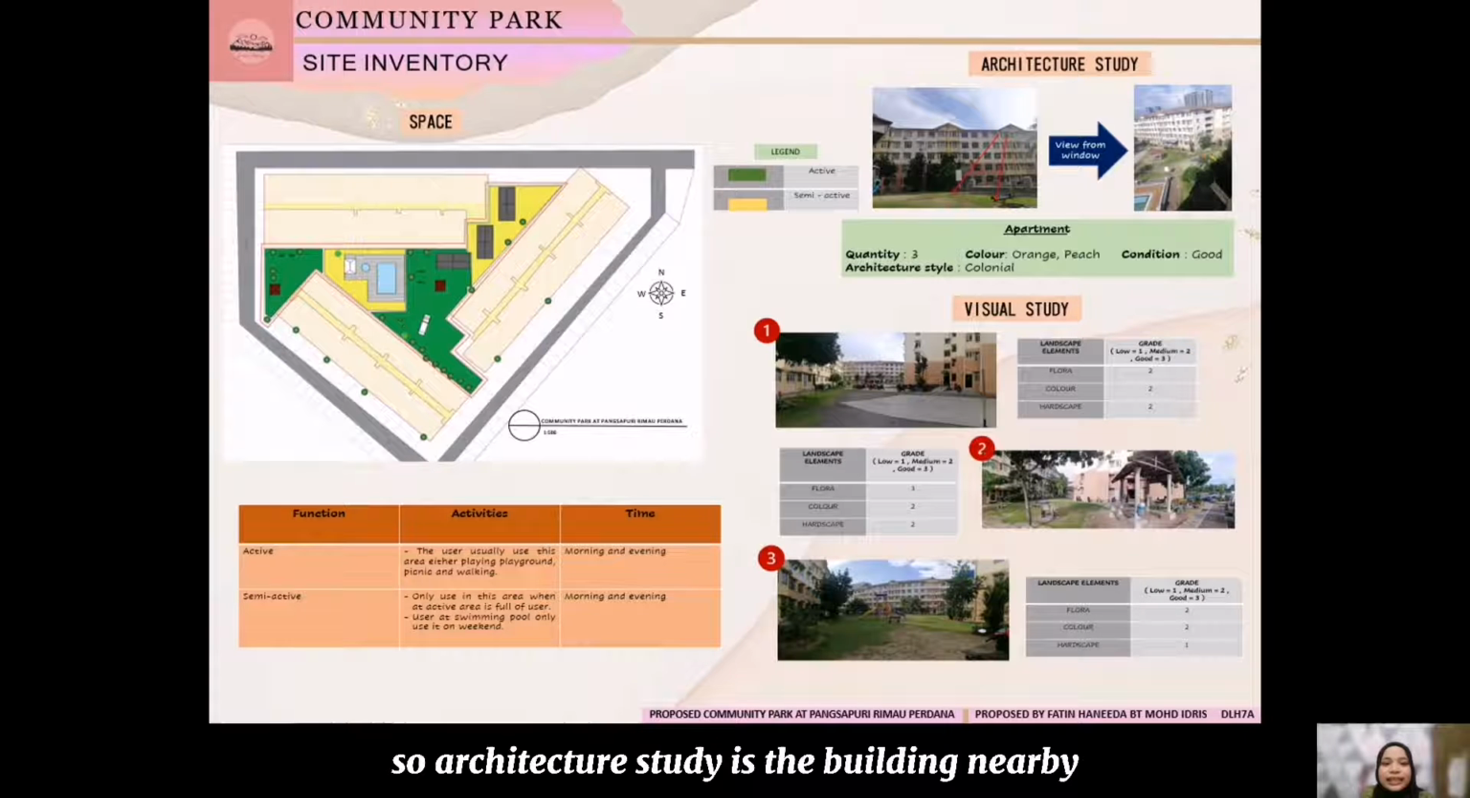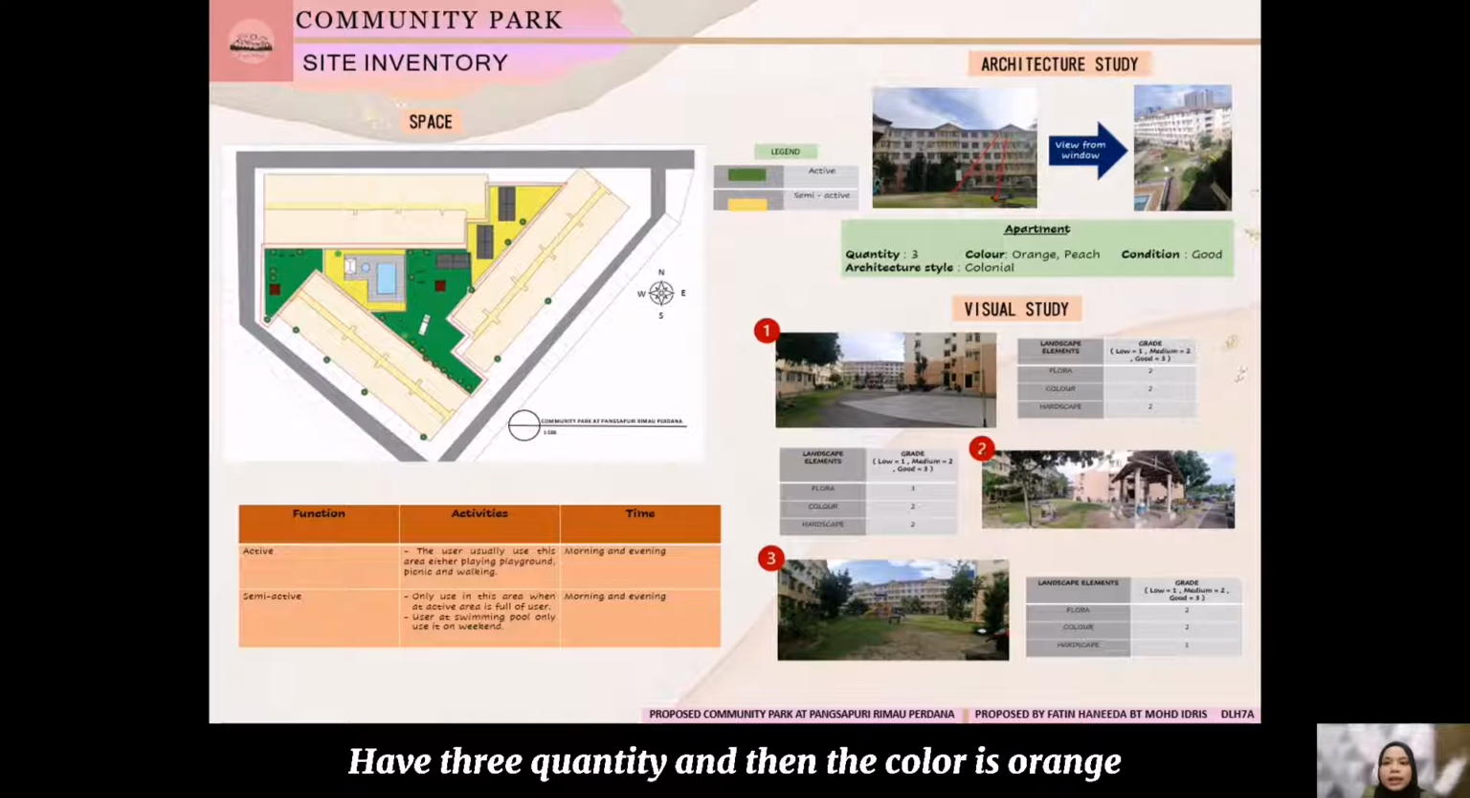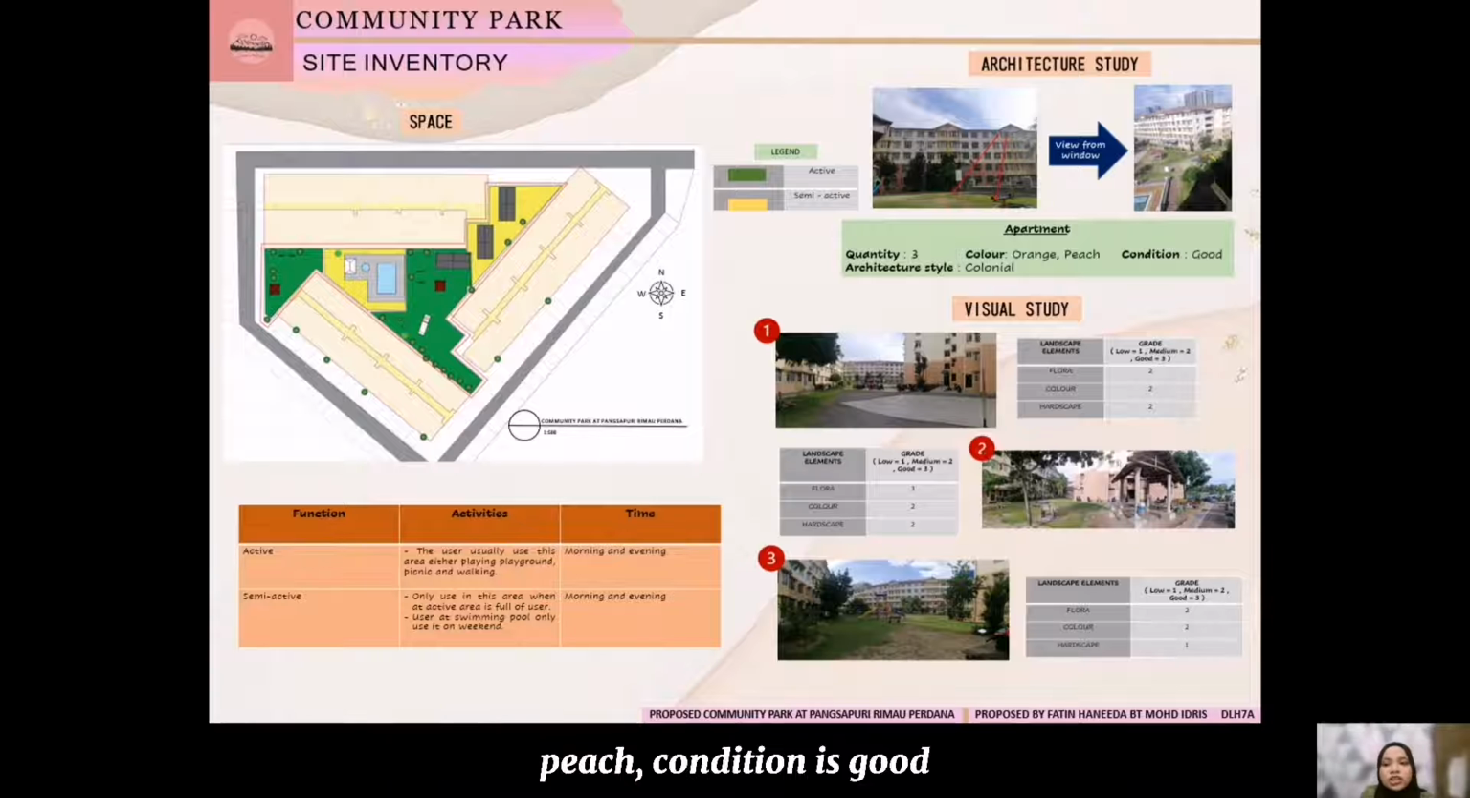So architecture study is the building nearby of the site. For example, at the site is apartment. So the apartment has a quantity of 3, and the color is orange, peach. Condition is good, and then the architecture style is colonial.